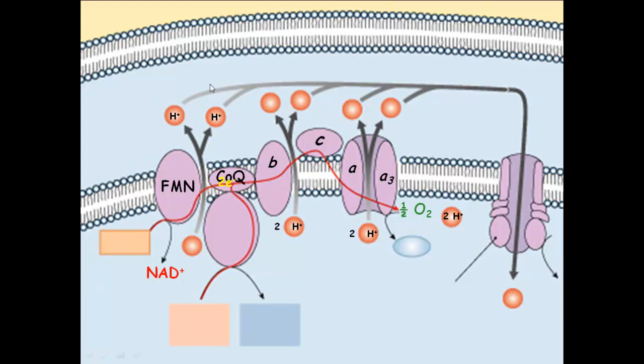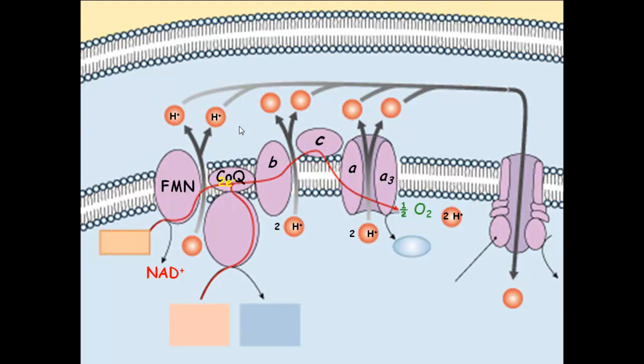Two hydrogen ions moved from the matrix to the intermembrane space. So we had electrons dropped off by NADH. It became NAD. It's going to go back and get some more electrons. Electrons move from here to here. Two protons get pumped from the matrix to the intermembrane space.